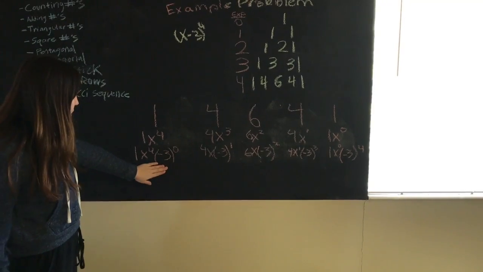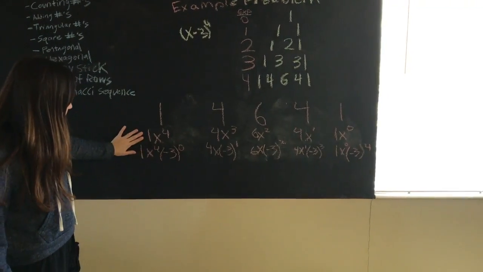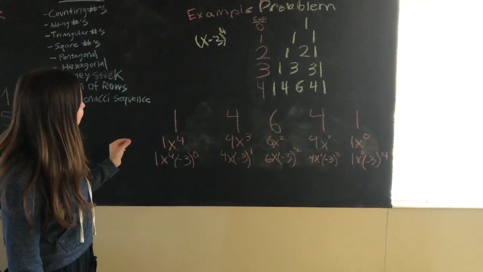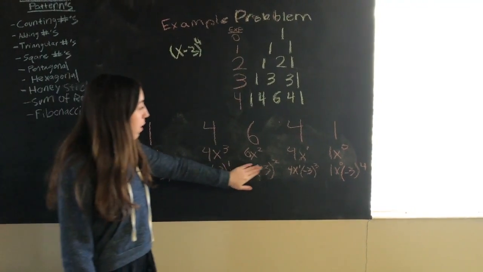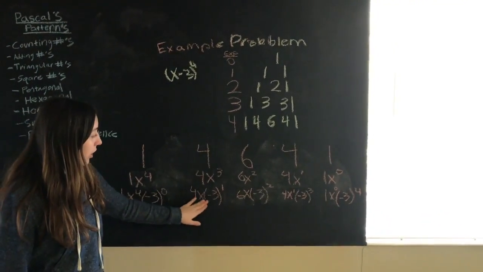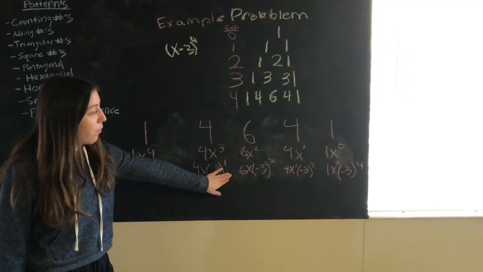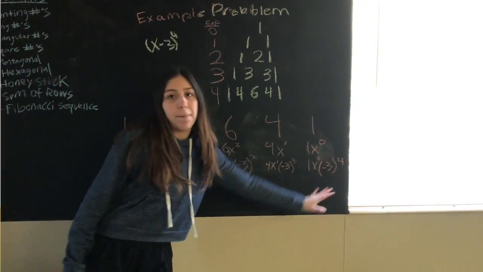Okay, next what you're going to do is put in that minus 3. So you want to put it in parentheses after the x terms that you just wrote. And this time the exponent is going to start from 0 and go up. So 0, and then 4x times negative 3 to the power 1, and then etc.